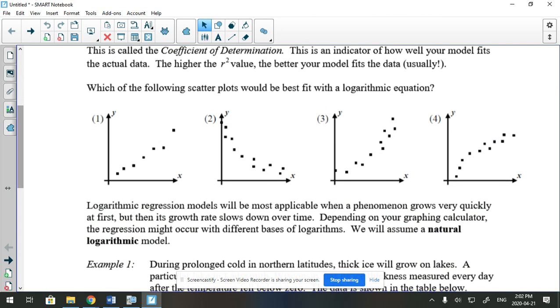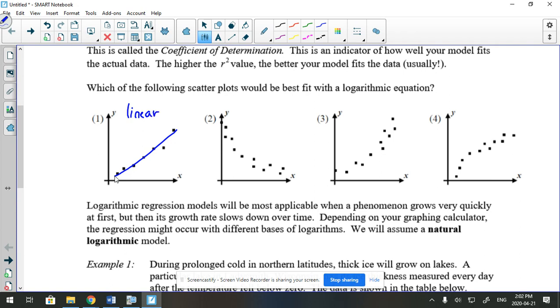First of all, we're going to look at which of the following scatter plots would be a best fit with a logarithmic equation. Knowing what you know about how a logarithmic equation would be graphed, we can look at these data points and see what they would represent. This first one, if you draw a line of best fit, looks like more or less a straight line. This is an example of a linear regression.